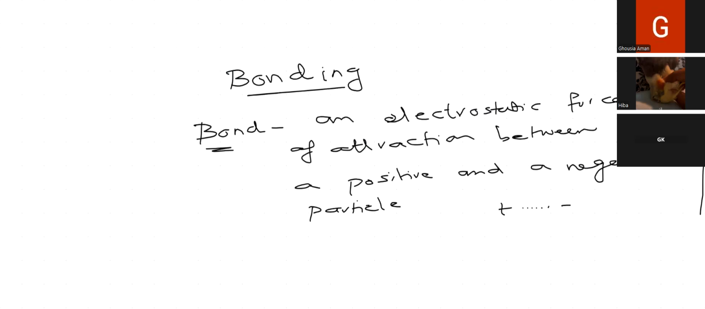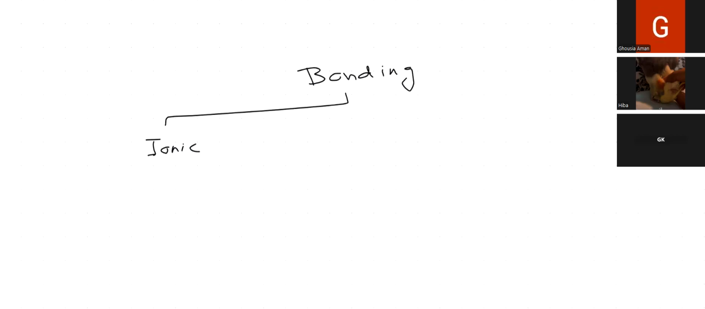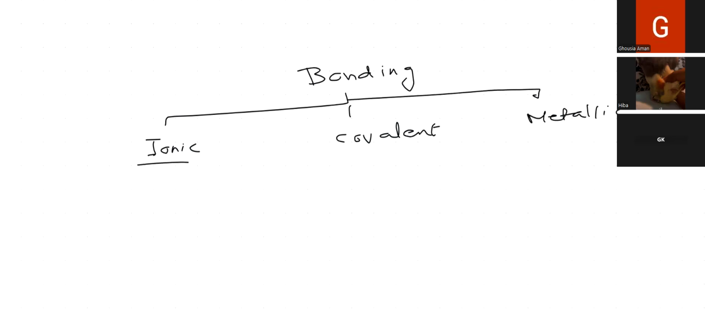So let me rub the board. So in chemistry, we are going to study, in our Edexcel syllabus, three types of bonding. What are those three types of bond? Ionic, covalent, and metallic. Ionic, covalent, and metallic. So one by one, we will do these three.